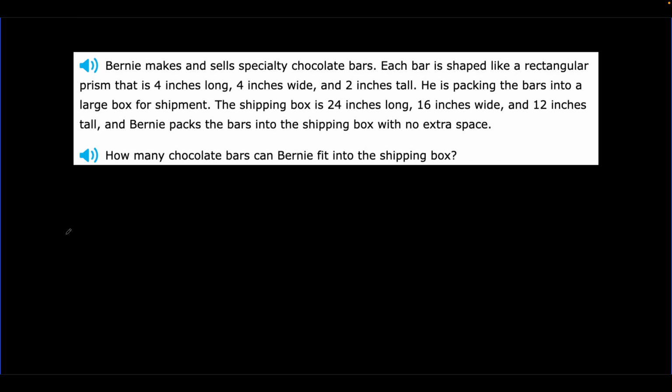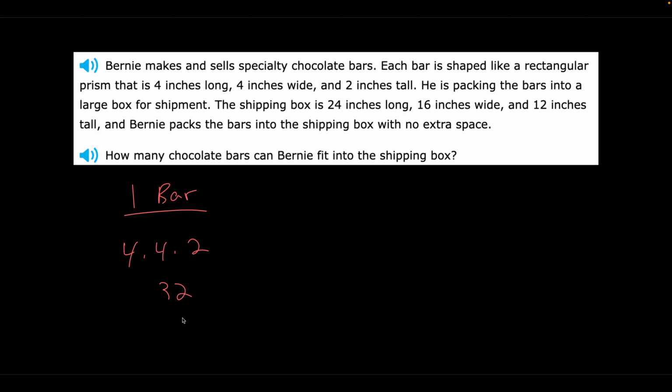All right, for this problem, if you want to pause the video, go ahead and read this. Okay, now that you've read the problem, let's talk about it. So for this one, it wants to know how many chocolate bars can Bernie fit into the shipping box. So let's start with 1 bar. The volume of 1 bar is 4 times 4 times 2, which is 32 cubic inches. So that's 1 bar. And they tell you the dimensions of the shipping box. Okay, so the volume of the whole box is 24 times 16 times 12.